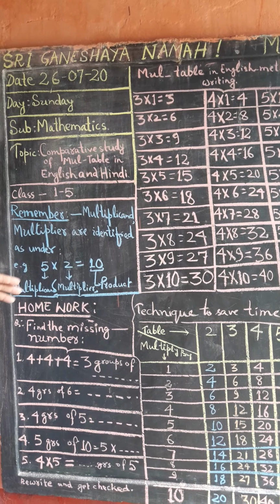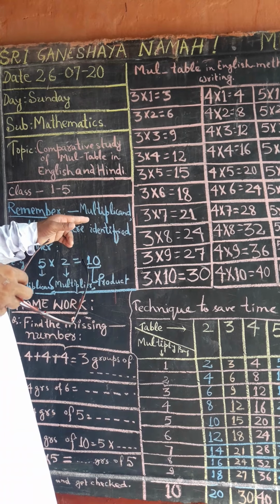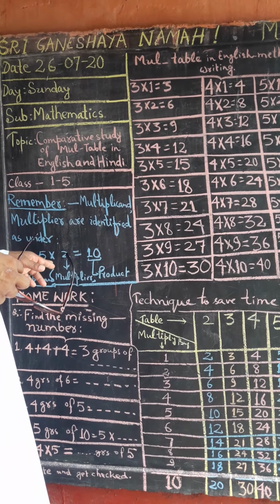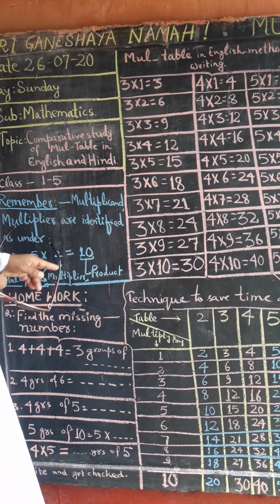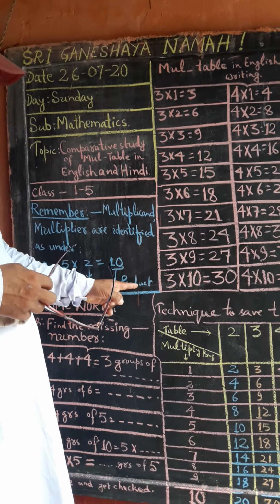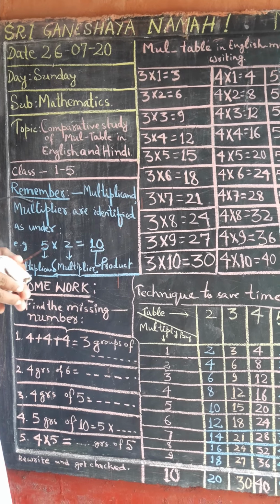And in multiplication you have to remember 2 things, that is one element is multiplicand and another is multiplier. For example, if you multiply 5 by 2, that is 5 into 2, then 5 is a multiplicand and 2 is a multiplier and 10 is the product. So this is all about multiplication table.